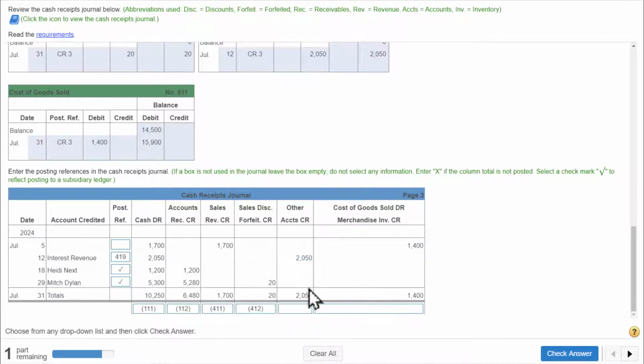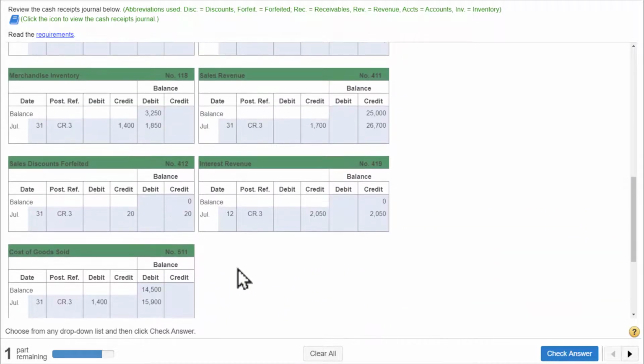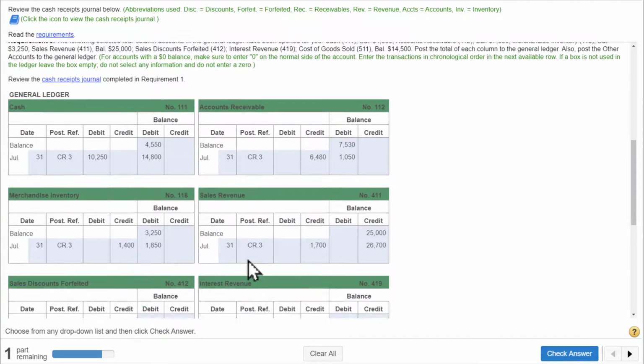This 2050, remember this could be for multiple accounts. So if there's like 3 accounts here, you're not going to post the total to one account. So this gets an X, meaning it wasn't posted at all. Remember it says up here, enter an X if the column total is not posted. And then finally, 1,400 gets posted to COGS and merchandise inventory, which is the account with 2. So COGS must be 511 and inventory must be 118. So here's COGS 511, inventory 118.